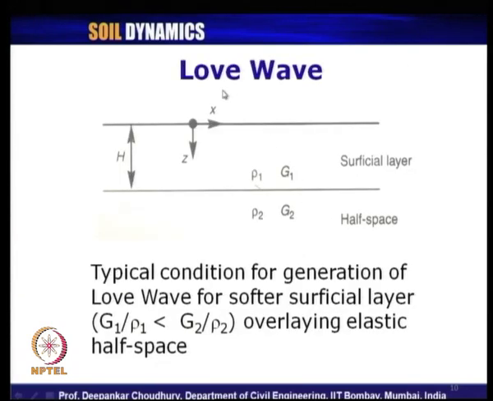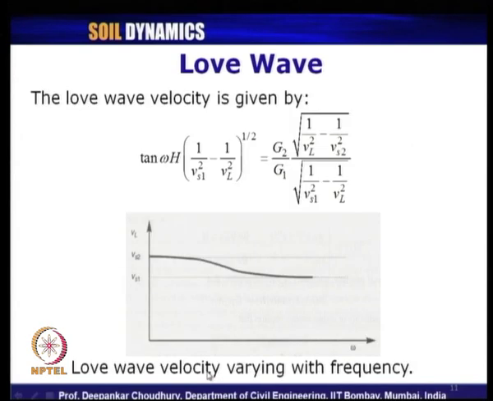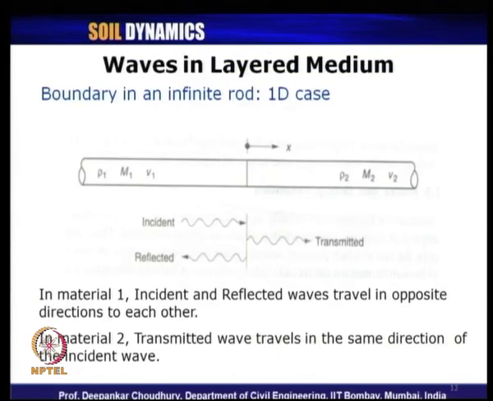Then another type of surface wave we have considered, the Love wave. The condition to generate the Love wave was that the superficial layer must be very much softer than the layer below it. So, that is why G 1 by rho 1 should be much lower than G 2 by rho 2, that is the condition to generate Love wave. And the Love wave also we have expressed in terms of shear wave velocity, and this is the expression by solving which we can obtain the Love wave velocity from the shear wave velocities of the two corresponding media, and how it varies with respect to frequency, that also we have seen.